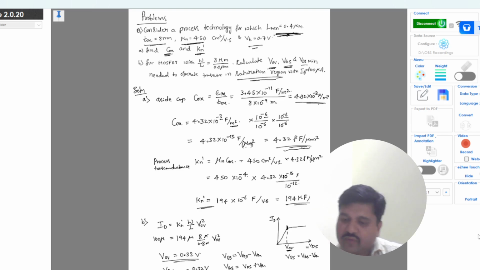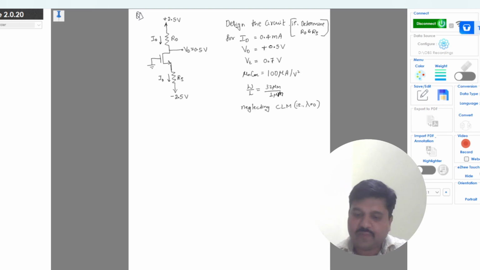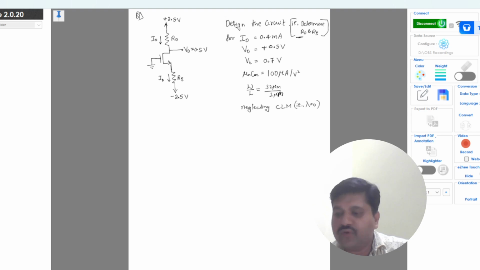Okay, now considering another problem. We have a transistor, and we need to design this circuit. Design the circuit means we need to find the value of RD and RS. This is the configuration they have given: RD is connected to plus 2.5, the source through RS is connected to minus 2.5, and the gate is connected to ground.